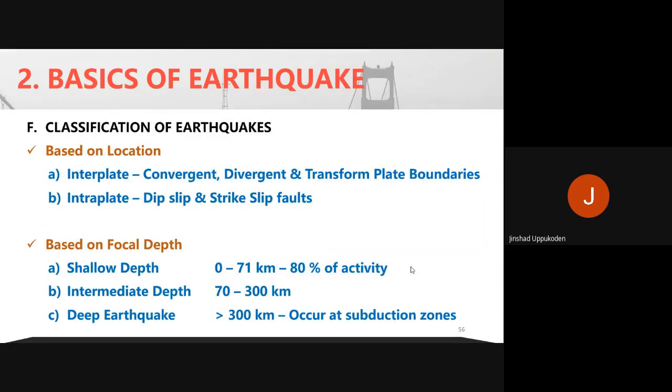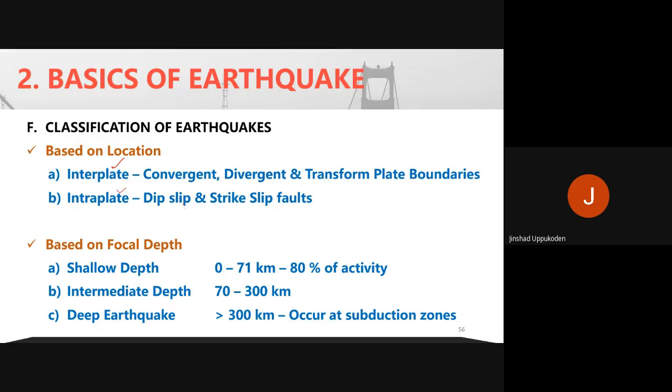So this is the last topic, and this will wind it up. What are the different classifications of earthquakes? I told you one is interplate and intraplate. Interplate is that which occurs at the plate boundaries due to the convergent, divergent, and transform plate boundaries. Intraplate is due to the different slips and faults.